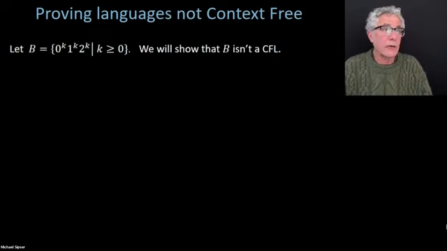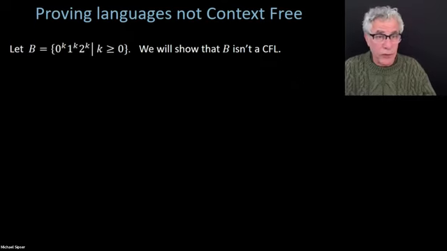Take the language 0 to the k, 1 to the k, 2 to the k. Those are strings which are runs of zeros followed by an equal number of ones followed by an equal number of twos, all the same length. That's a language which is not context-free, and we'll give a method for proving that. If you had a stack, you can match the ones with the zeros, but once you're done with that, the stack is empty. How do you now make sure that the number of twos corresponds to the number of ones that you had? Again, that's an informal argument that's not good enough to be a proof, but it gives an intuition.